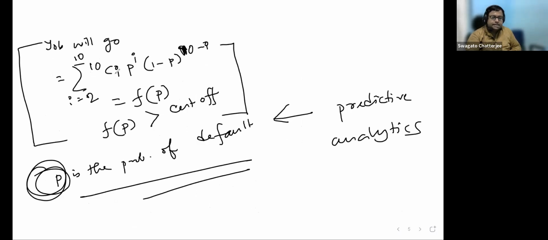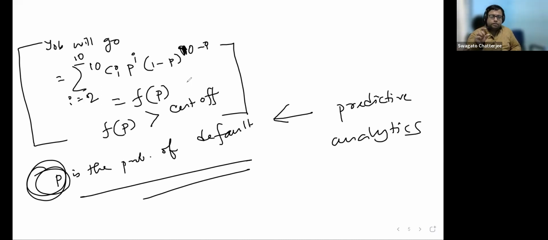What I'm doing is saying 10 C i, p to the power i into 1 minus p to the power 10 minus i, where p is the probability of defaulting. The net calculation, whatever I'm getting, is the total probability of default, the expected probability of default. And that probability has to be higher than a cutoff value that I decide. Based on that, how many loans will I give? Will I give 10 loans, 5 loans or no loans at all in a particular segment? I will decide that. So there are segments where no loans are given.